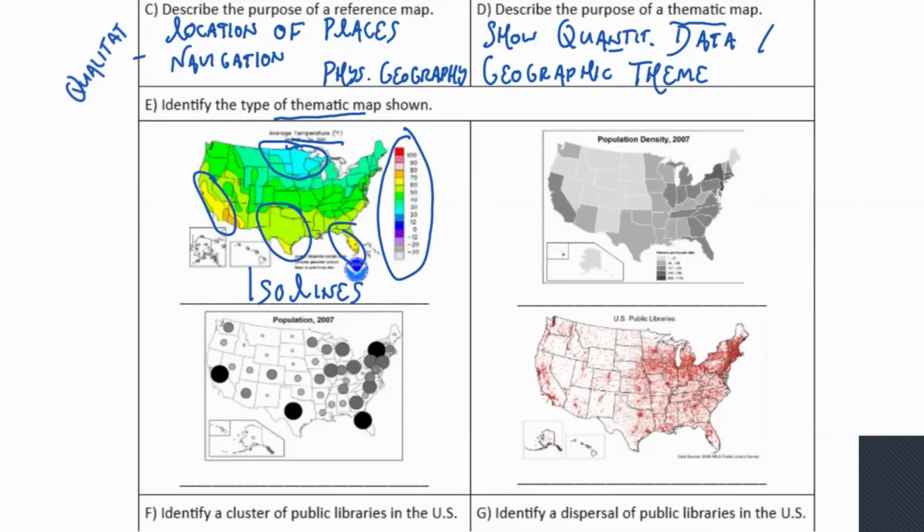Moving on to this next map, however, the data is confined to particular entities here. We can see there's no variation within the states. We're not using lines to represent data values. This is a choropleth map, clearly a choropleth map. This is probably the most common type of map you'll see in this AP class, and this is 100% what a choropleth map looks like.